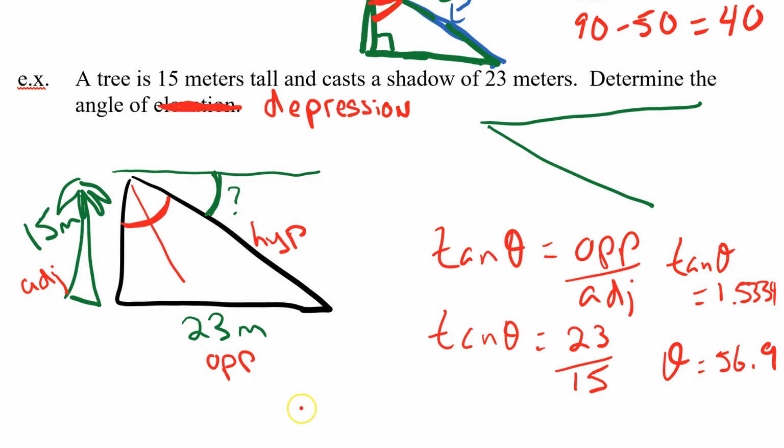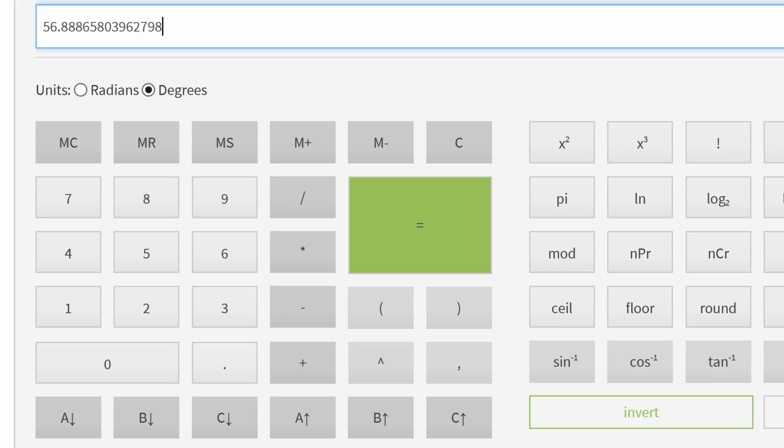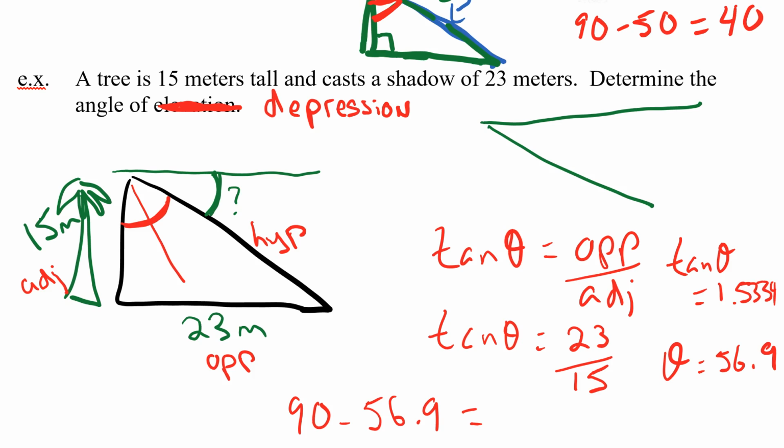The angle of depression, 90 minus 56.9 equals, let's go to the calculator, clear it out, 90 minus 56.9 equals 33.1. And there we go. Now we can go to our textbook, or before we do that, I want to mention one last thing in my calculator.